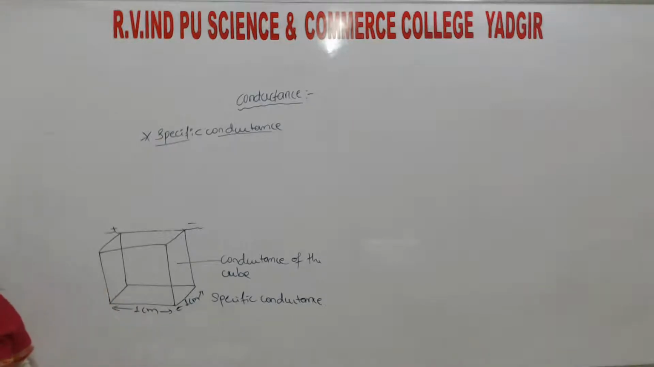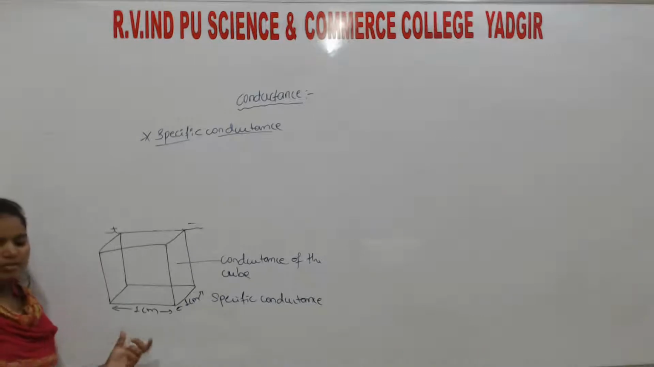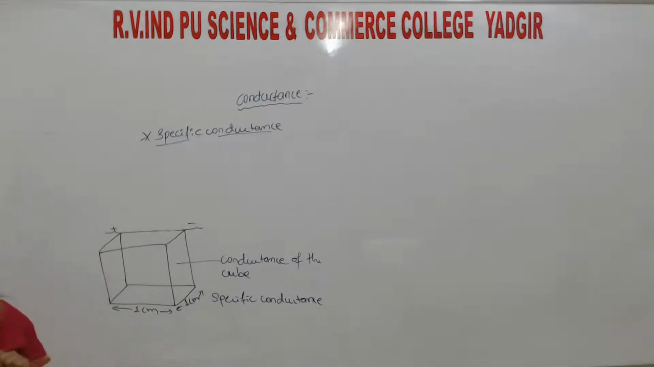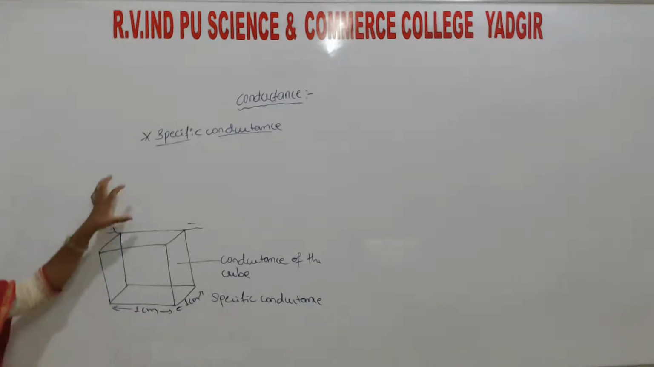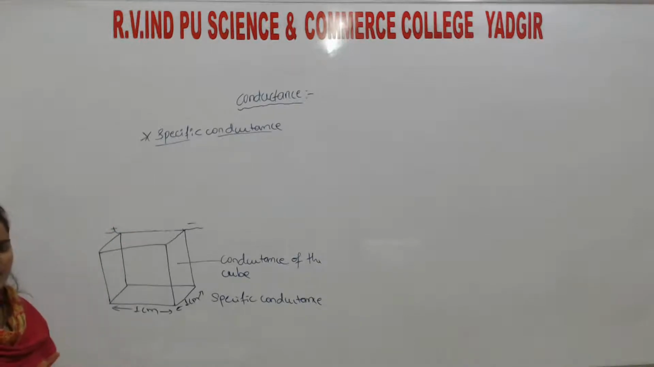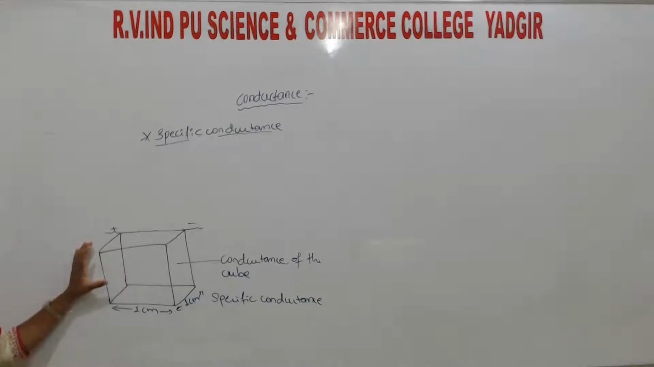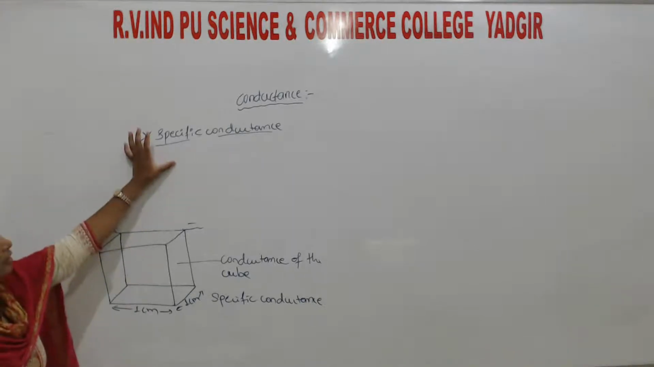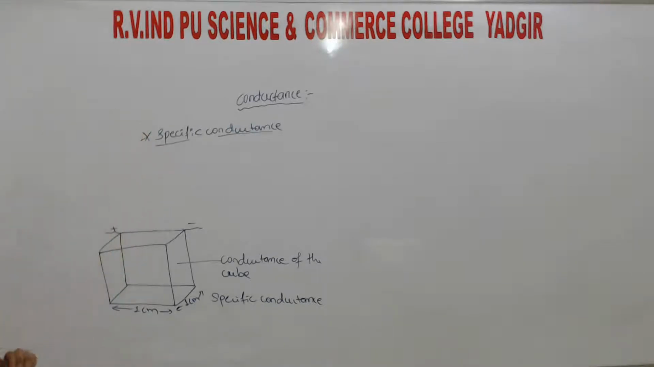This is known as the specific conductance. In other words, the conductivity offered by a solution of length 1 centimeter and having unit area of cross section is called the specific conductance. The specific conductance is denoted by kappa, that is K.